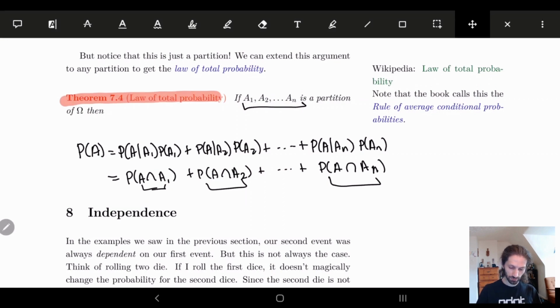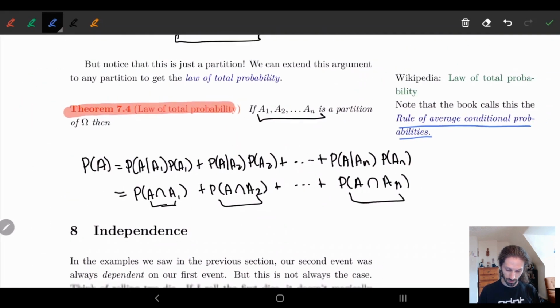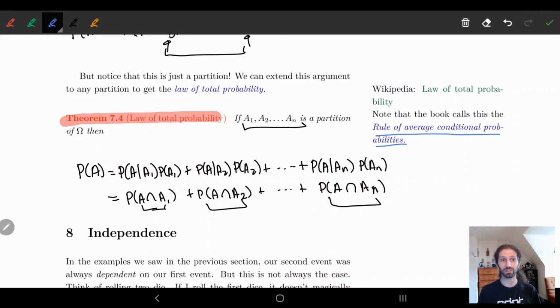So that's it for this video. Note that in the book, if you're following along, they call this the rule of average conditional probabilities. That's old terminology, so no one really uses that. We just call it the law of total probability because we're adding up the total of everything in the sample.